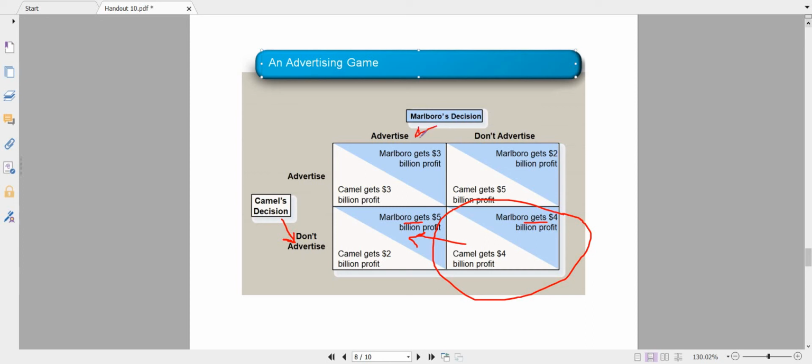Marlboro has decided to advertise. So what will Camel do? If Camel advertises, its profit increases by $3 billion as compared to if it doesn't advertise. So it's quite obvious that Camel is going to retaliate. It is also going to advertise, and both the parties will end up in this box then. So we're starting from this box, and at the end of the day, you will come to this box, where both end up advertising and both end up earning a profit of $3 million.